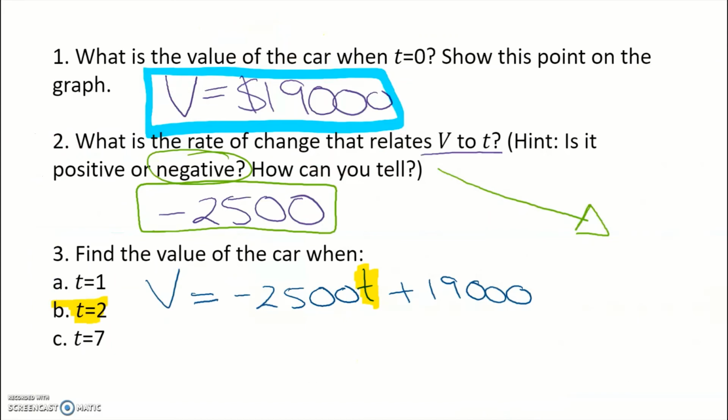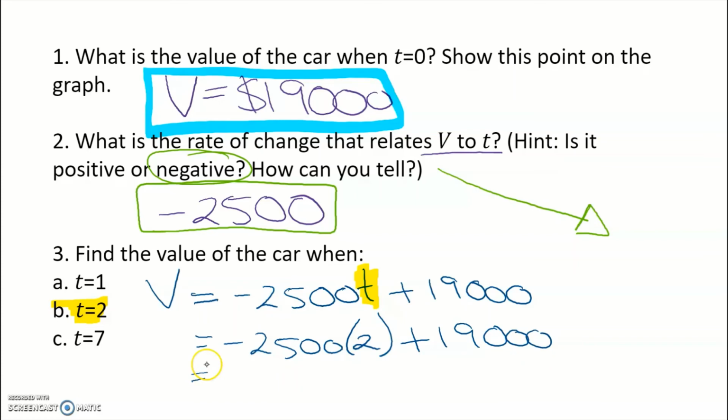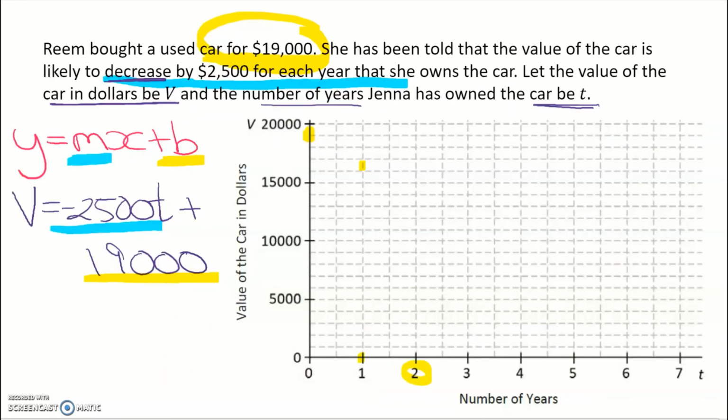Now let's look at t equals 2. Again, we're going to substitute and multiply by 2 in place of t and add 19,000, which equals $14,000. So after 2 years, or when t equals 2, the value will be $14,000. Let's look at that on our graph. At t equals 2 down here, we can go up and find 14,000 and plot that on our graph. Or we can use slope and go down 2,500 and across 1 using our rise and our run.